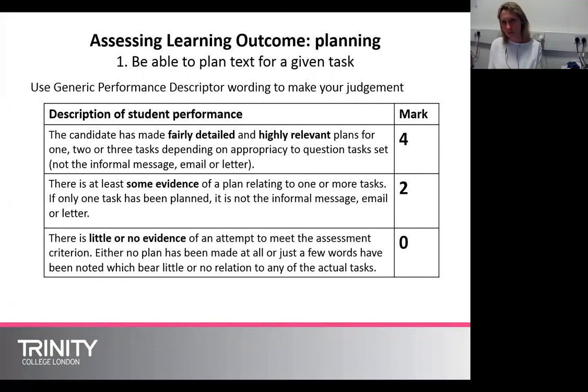And when we're looking at performance descriptors, it's useful to highlight the key words that will help you make a decision whether it's a 2 or a 4. So some evidence for a 2, fairly detailed and highly relevant for a 4. So that will help you decide, is that a 2 or a 4 when we look at planning.